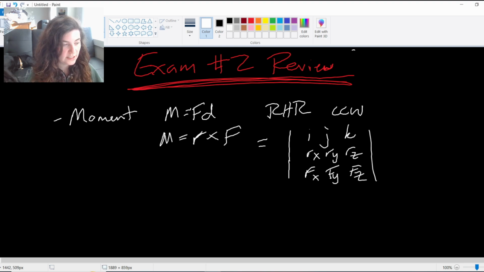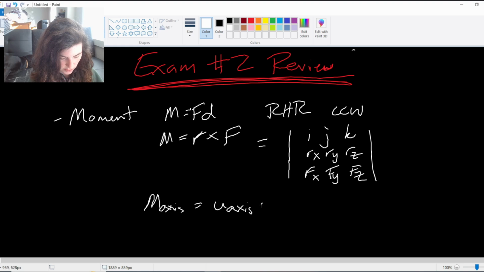So you have your moments as well as a moment about a specified axis. So, say for example, you want to take a moment about the z-axis. Knowing that for the moment about an axis, you use the unit vector of that axis and do the dot product of that with R cross F. So knowing how to utilize those things.